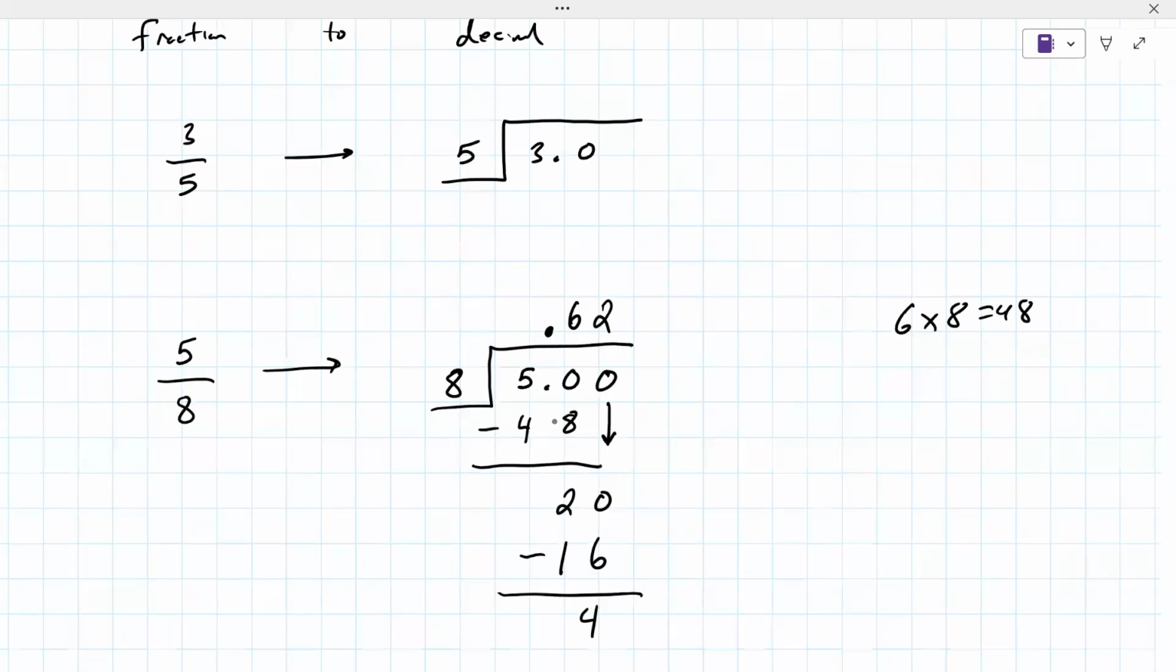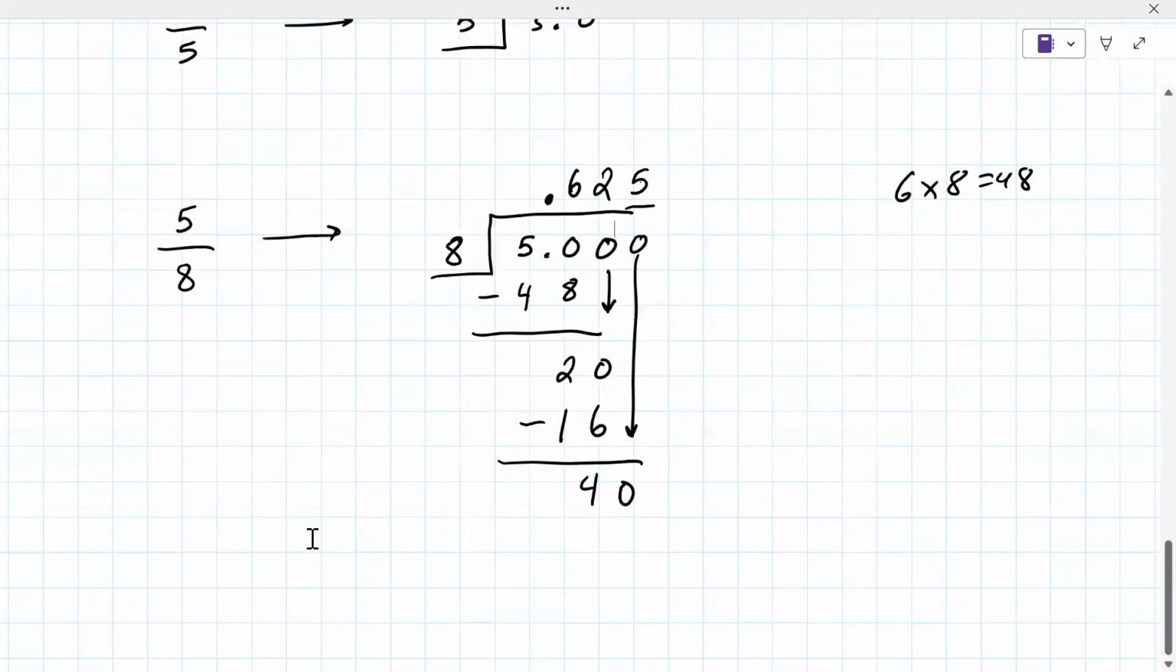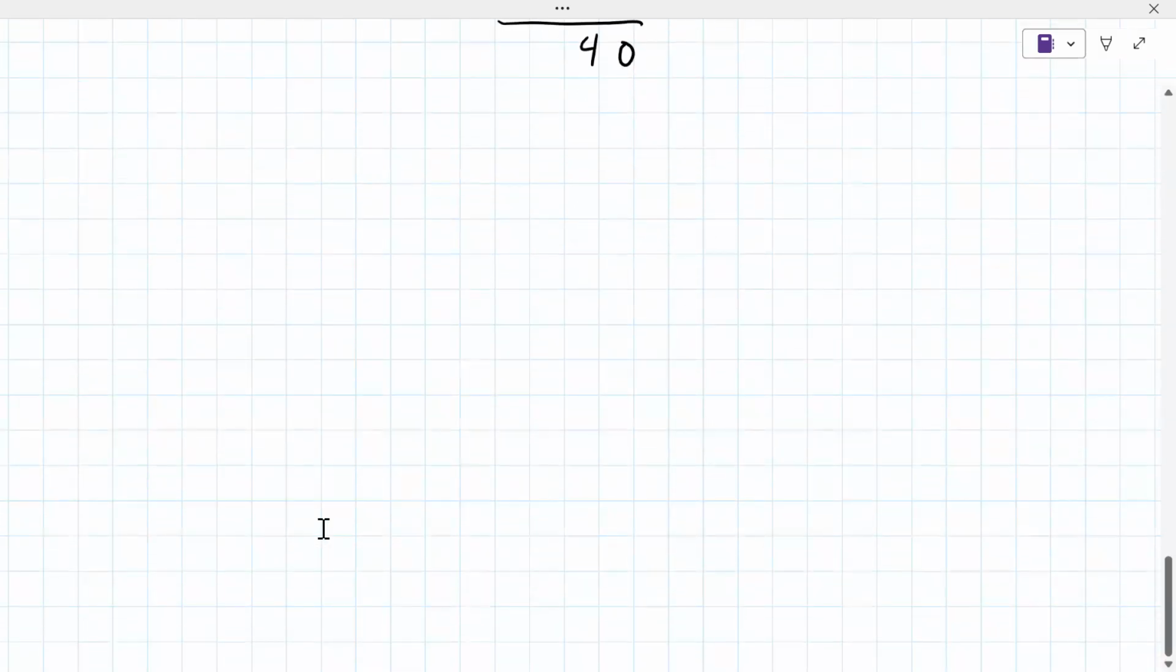And then you bring yet another 0 down. Does 8 go into 40? How many times does 8 go into 40? 5. 5 times. Very good. Is it kind of like what you were doing in class? Yeah. Oh, cool. All right.